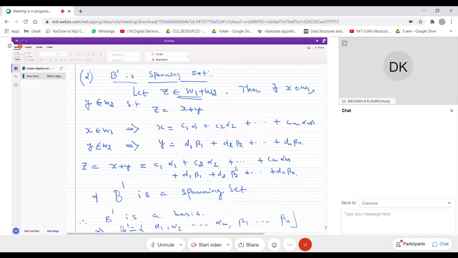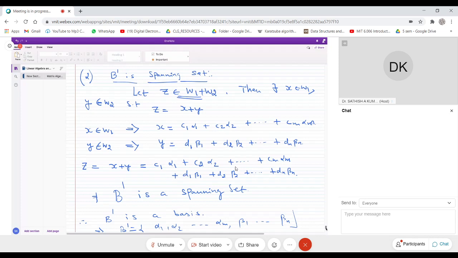So x is in W1. W1 is nothing but it is having vectors alpha 1 to alpha m. So therefore x should be expressed as a linear combination of those vectors. Similarly, if I take y in W2, then W2 is having vectors beta 1 to beta n. So that should be expressed as a linear combination of these vectors. So then when I add z equal to x plus y, this will be C1 alpha 1, etc., Cm alpha m plus d1 beta 1, etc., dn beta n. So this is a linear combination of vectors in W1 plus W2. So therefore it is a spanning set.